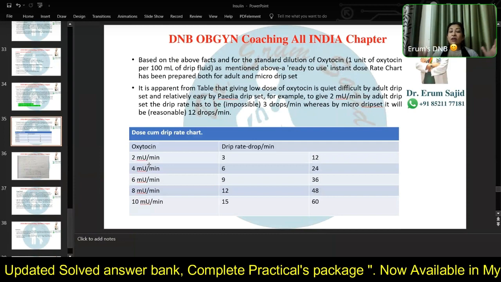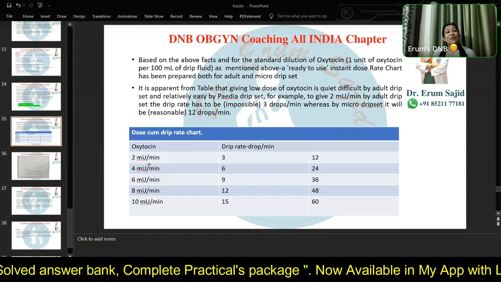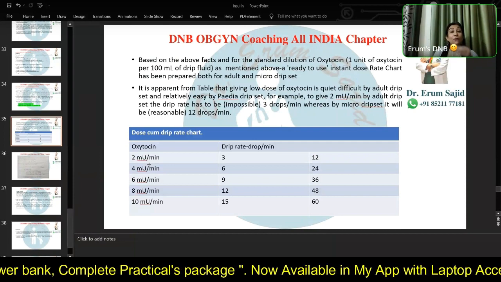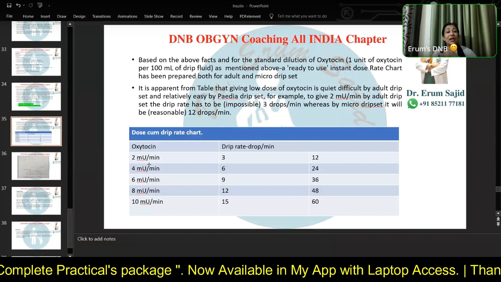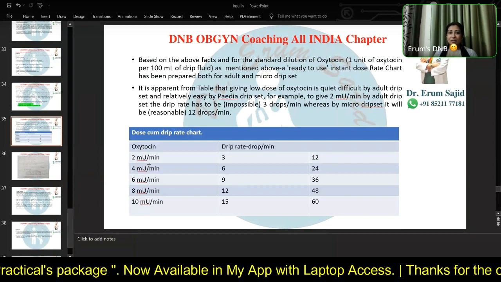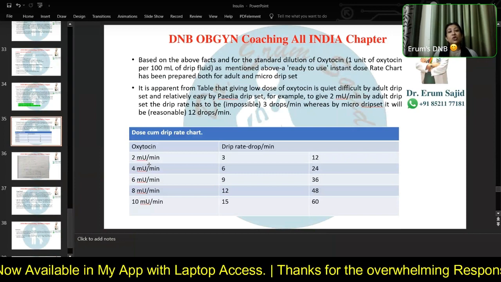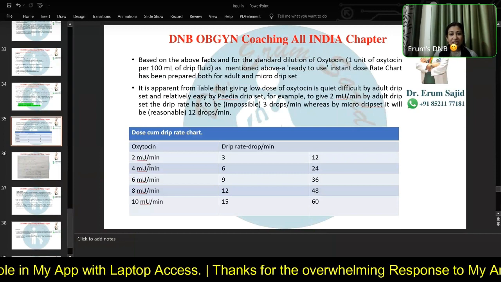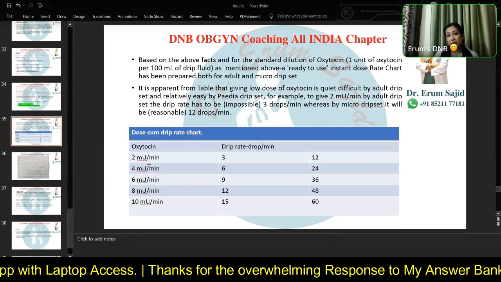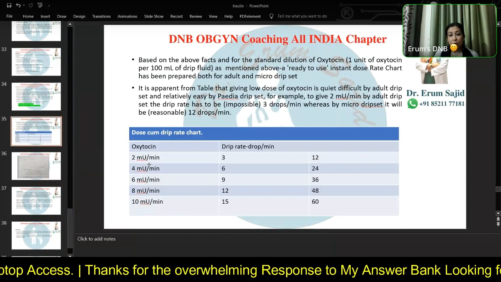We are somewhere giving her a higher dose protocol, which is what I wanted to tell you, that if you're giving her at a drop rate of 8, let's say 12 drops, which happens most of the time in my labor ward, then it's around 8 drops or something. So you're giving the high dose protocol. It's actually giving 6 milli-unit per minute drop rate.